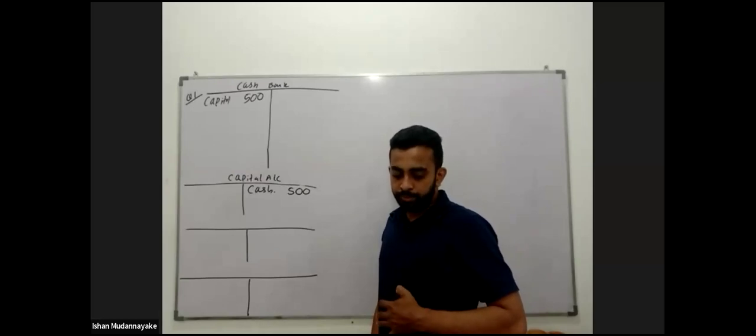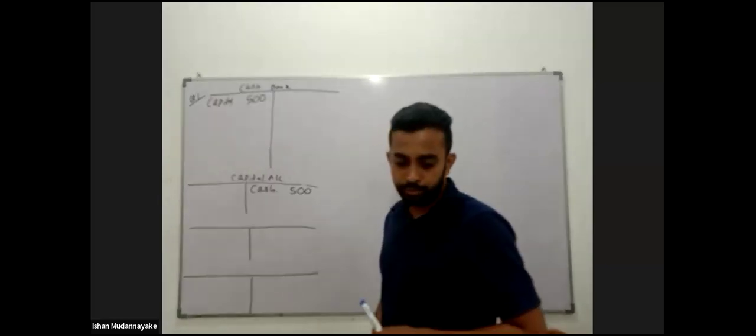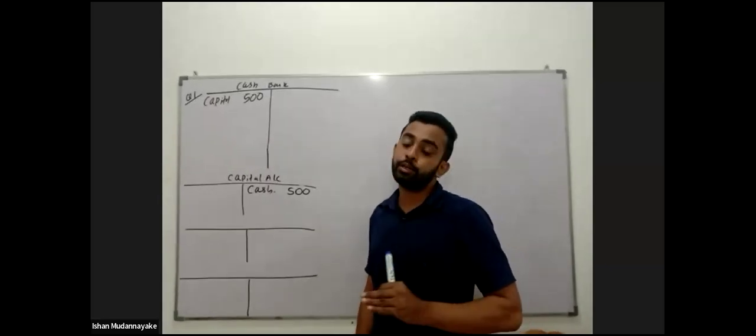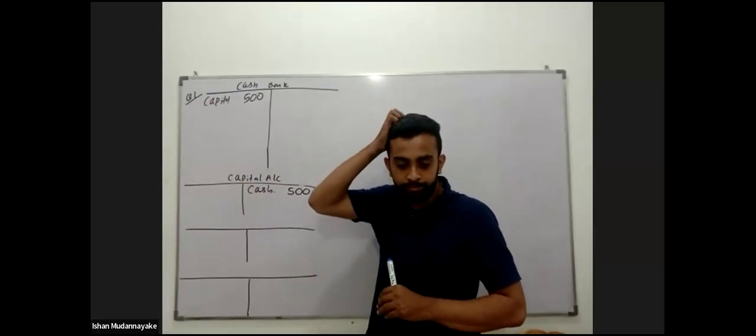Cash book debit 500,000, capital account credit 500,000. Now quickly go through these ledger accounts and pass it on.